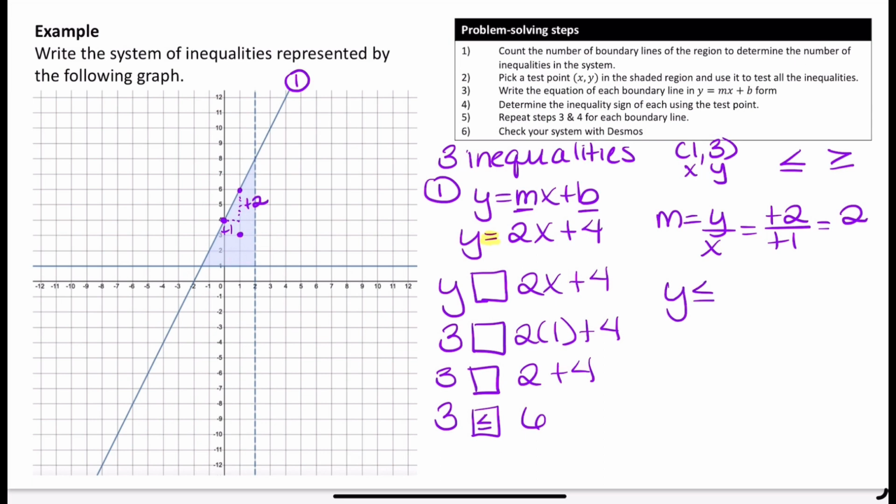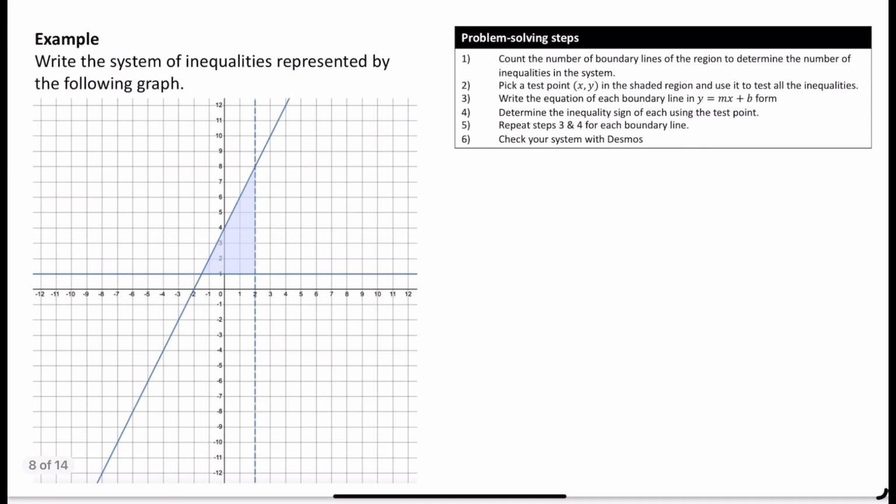y is less than or equal to 2x plus 4. Okay, so I have the first inequality in my system. So now let's go ahead and work on the other 2. So let me try this one. I'm going to call this inequality number 2.